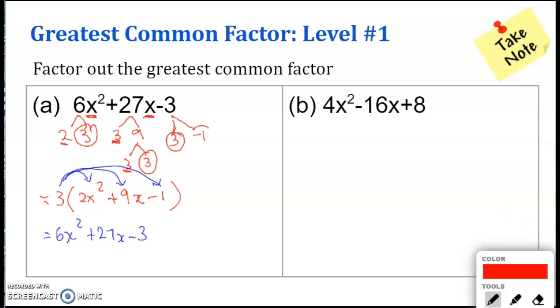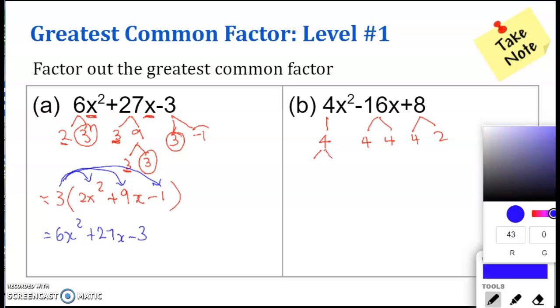All right, so 4x squared, negative 16x, and 8. 4, 16, 8. Before I just go into prime factors, I can think about this. I can see that 4 is going to be a factor of all of them because 16 is 4 times 4, and 8 is 4 times 2. Yes, I can go to prime factors and say that 4 is 2 times 2, and 16 is 2 times 2 times 2 times 2, and 8 is 2 times 2 times 2.